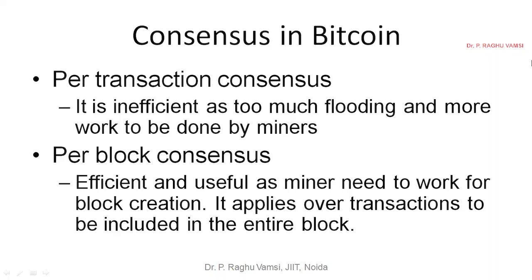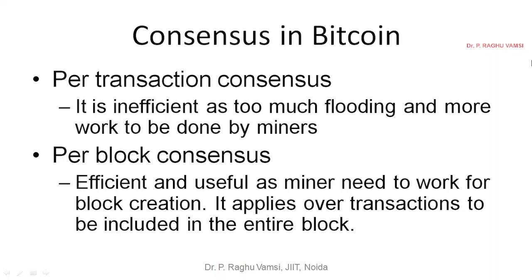It is inefficient, with too much flooding and more work to be done by the miners. Obviously, Bitcoin uses the proof of work concept for transaction validation. To achieve consensus on every transaction, the miners have to do more work. That means they have to solve many mining puzzles.